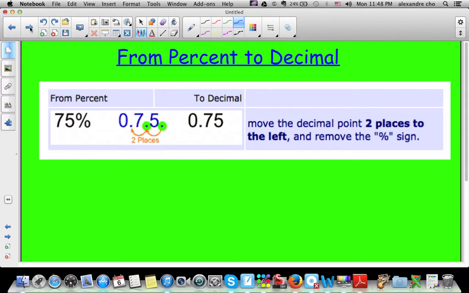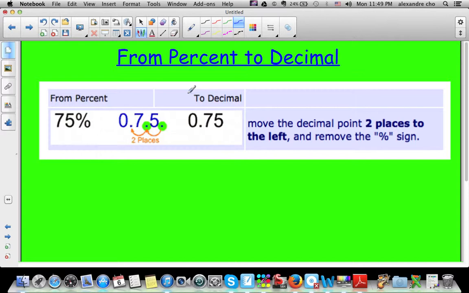First thing I want to go over is changing from a percent to a decimal. You will copy this. We're going to do a few problems so that I can show you how exactly this works. It says here, to change from percent to decimal, you're going to move the decimal point 2 places to the left and remove the percent sign.